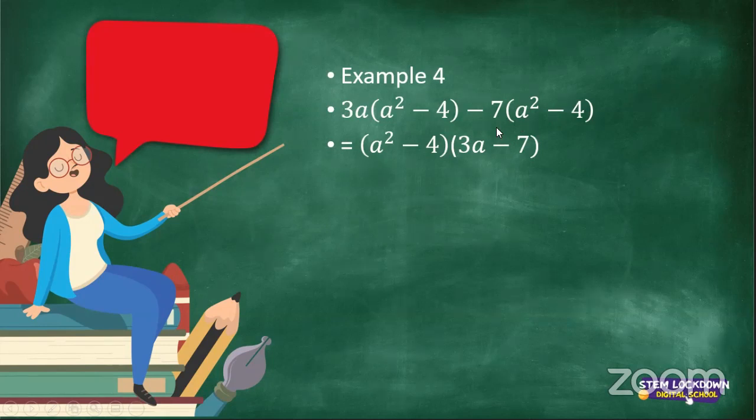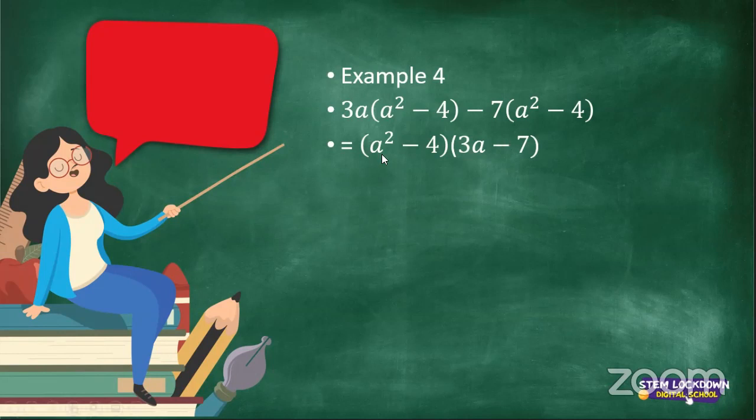And then, of course, what is important is to realize that you can take out this as the common factor, a squared minus 4. That becomes your common factor because it exists in both sides. And of course, the remaining one will be 3a minus 7. So 3a minus 7 will be your final answer there.